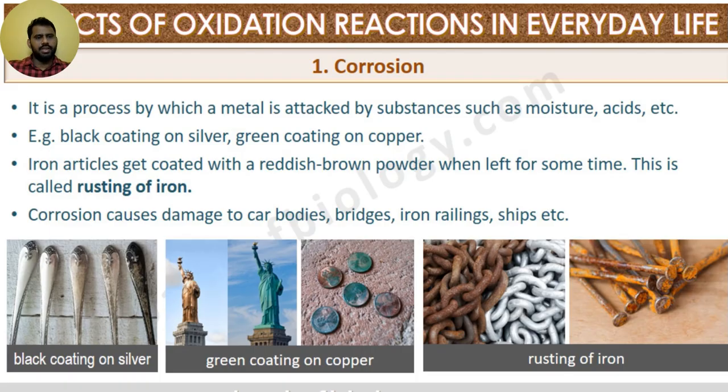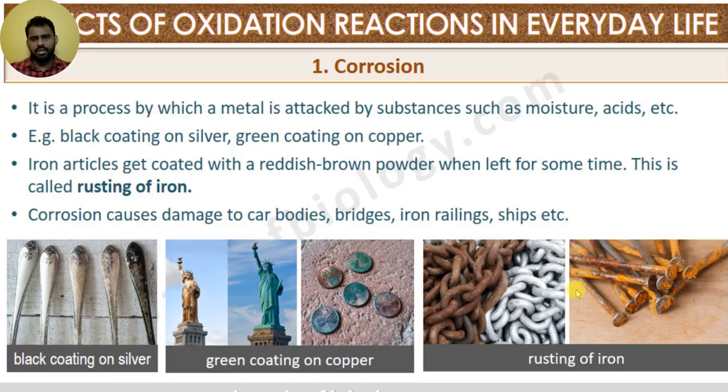Like in silver, you will see a black coating, and a greenish coating on copper. See, this is the green coating on copper. We can see copper coins. They have got a greenish coating on them. This is corrosion. And a black coating on silver. These are silver. They have got a black coating on them.